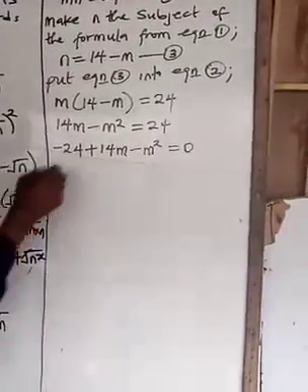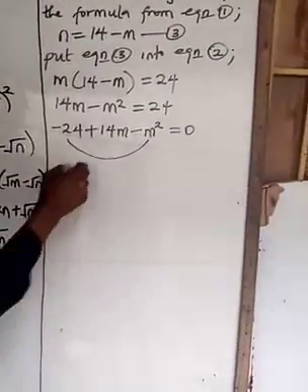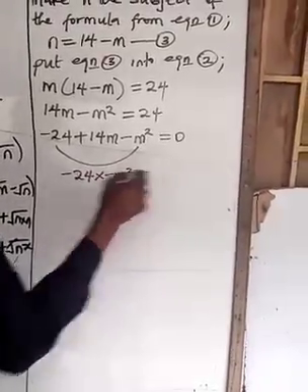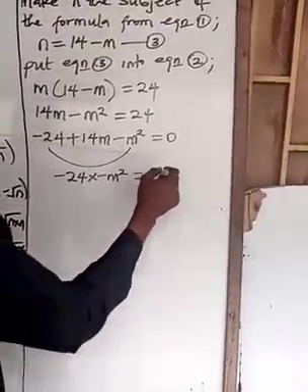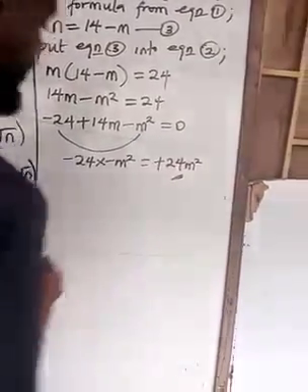So the next thing is to multiply this with this. If we multiply, we have minus 24 times minus m squared. Minus times minus will give us plus. 24 times m squared will give us 24 m squared.